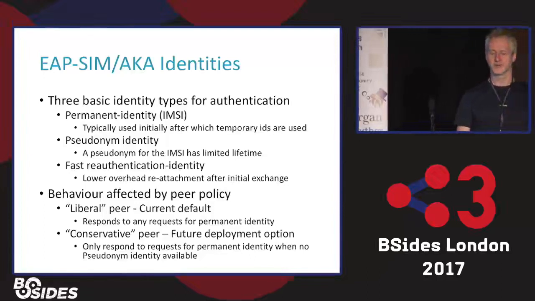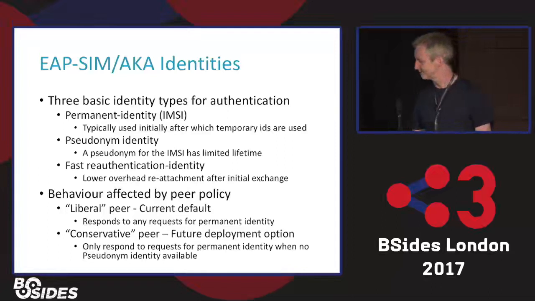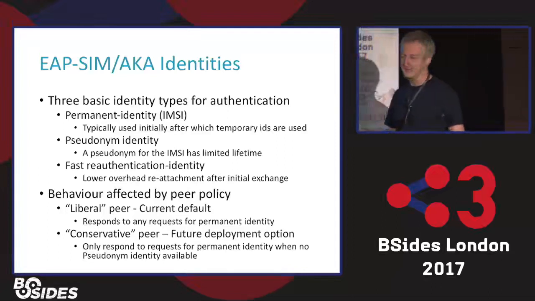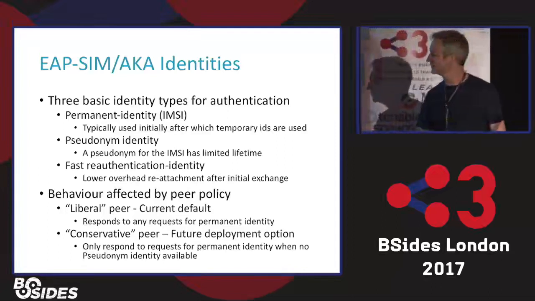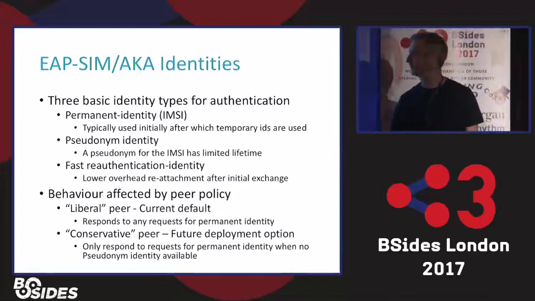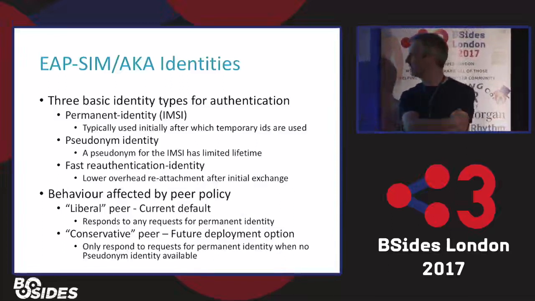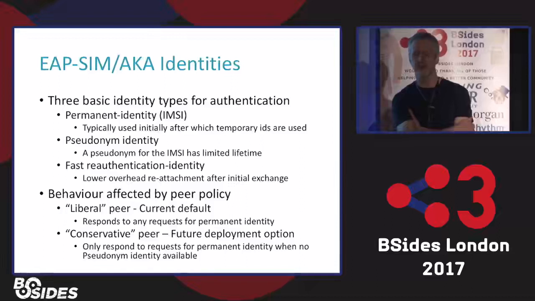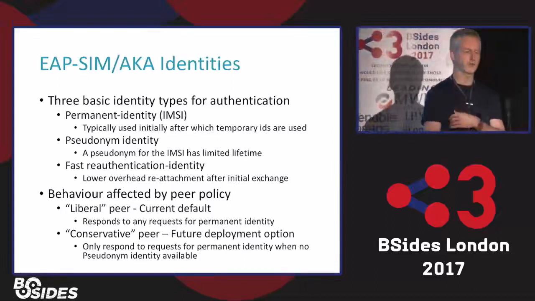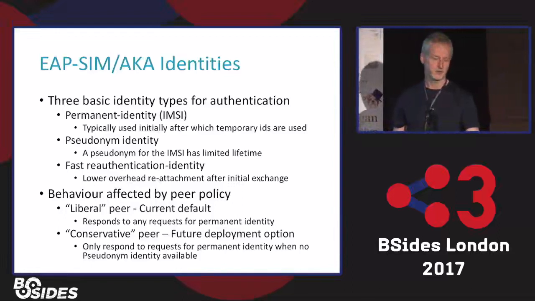And it only responds to requests for a permanent identity when no pseudonym is available. This is a feature that is part of this protocol, the EAP-SIM and EAP-AKA. I mean, these protocols were written like a decade ago, believe it or not, and the conservative peer stuff is actually being deployed into iOS 10, actually as a result of this work.